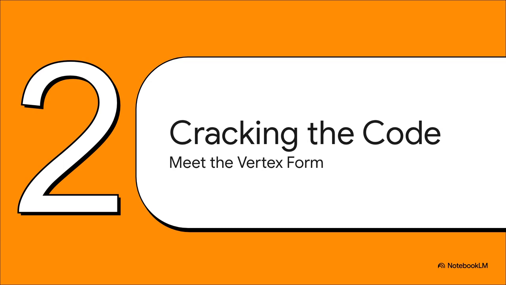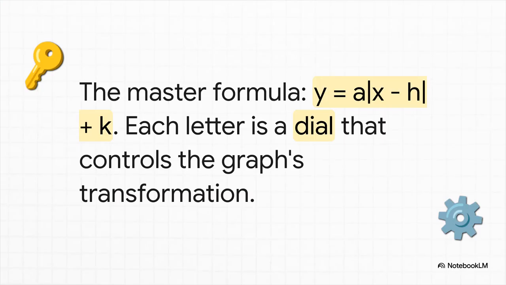Okay, cool. We've got our basic V-shape down cold. Now for the fun part. It's time to pull back the curtain and reveal the secret code that tells us how to move it, flip it, and stretch it all over the place. Let's meet the vertex form. This right here, this is the whole shebang. This is the master formula. Every single change we could possibly want to make is controlled by one of those 3 letters, a, h, and k. Just think of them as the knobs and levers on our graph-making machine. So let's see what each one does.